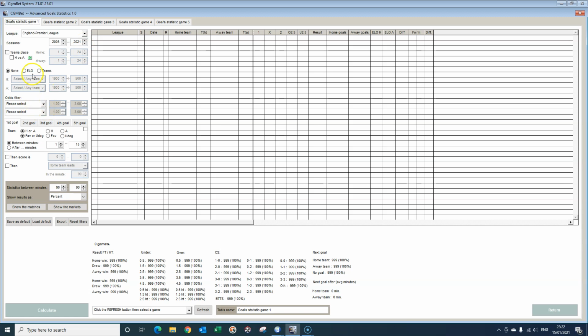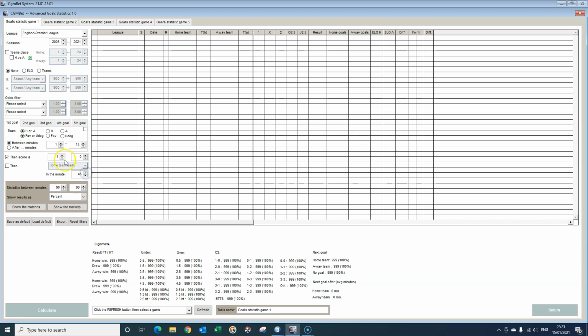Okay, then you're looking further down at the first goal, second goal, third goal, fourth goal, fifth goal. On this one, I'm going to look at the first goal. And then you're looking at, say, between the minutes of 1 and 15. Then you click this button here, and you can put the score in, and then you can sort this down here.